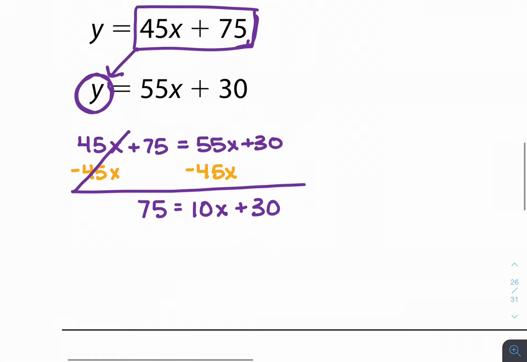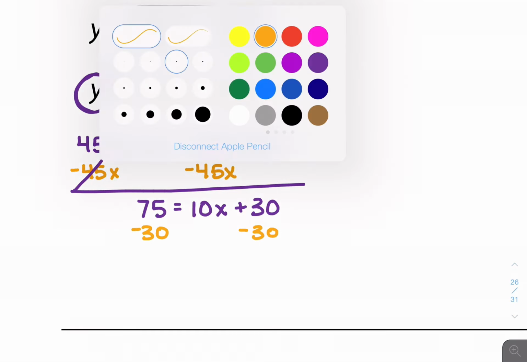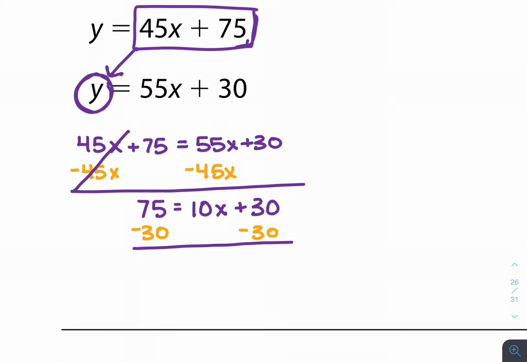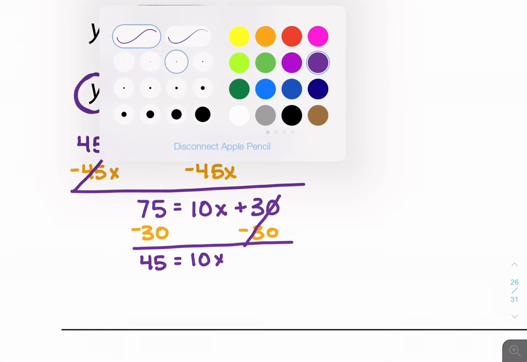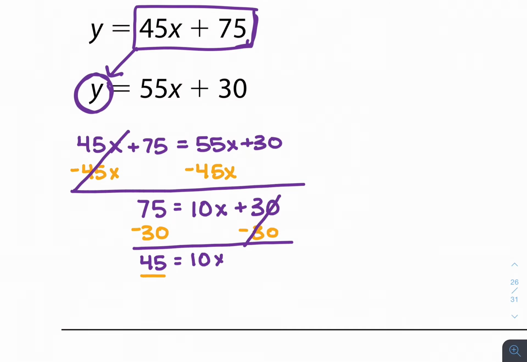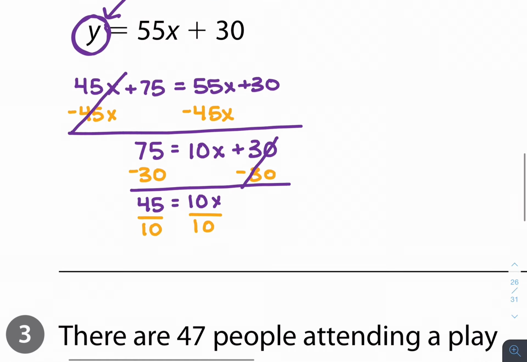And now again, isolating the variable, I'm going to subtract 30 from both sides. 75 minus 30 is 45. So 45 is equal to 10x, and 30 minus 30 cancels out. So now, to get x by itself, I'm going to divide both sides by 10. And I am going to get that x is equal to 4.5.